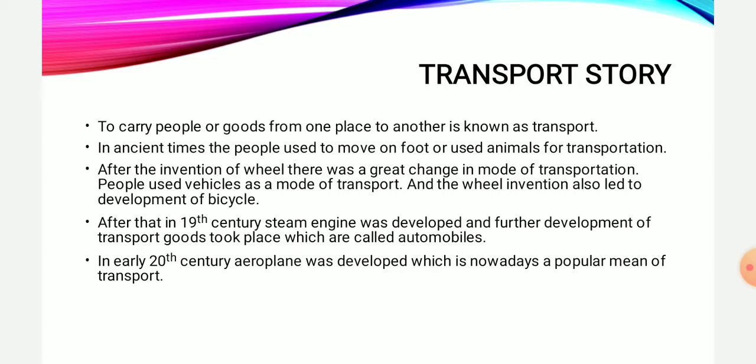People started using vehicles such as bullock carts and animal carts. Different animals were used, and the carts were used as a mode of transport. This wheel also led to the invention of the bicycle. Bicycle development was very popular, and the bicycle became very popular after the invention of the wheel.